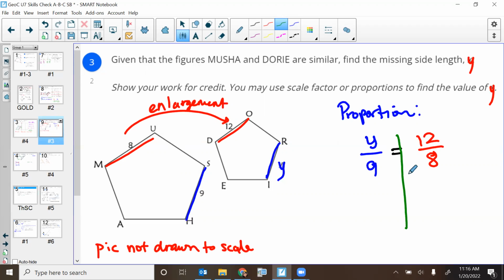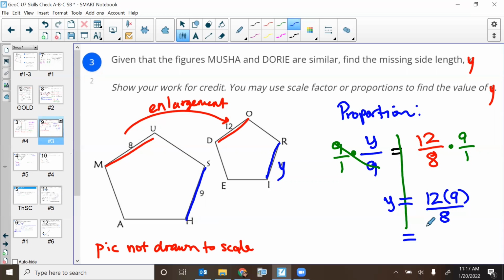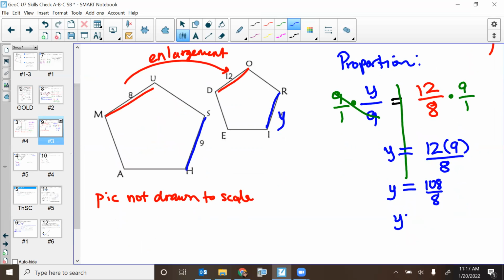So to solve this, I'm going to multiply by the denominator over 1 on the side of the variable. And so that gives me just y. And then I just have 12 times 9 over 8. And I'm going to put that into my calculator as 12 times 9 divided by 8. So 12 times 9 is 108, divided by 8 will give me 13.5. So that's how to do it using proportions.